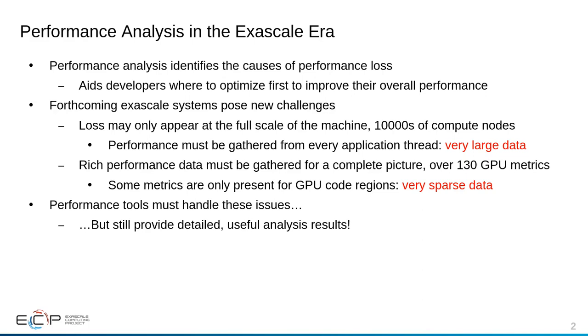Second, providing actionable results on GPU-accelerated systems requires especially rich performance data, including most of over 130 GPU-specific performance metrics. Since many of these metrics are unique to GPU code regions, this results in very sparse performance data. Performance tools for exascale machines must handle these issues without sacrificing the quality of their analysis results.